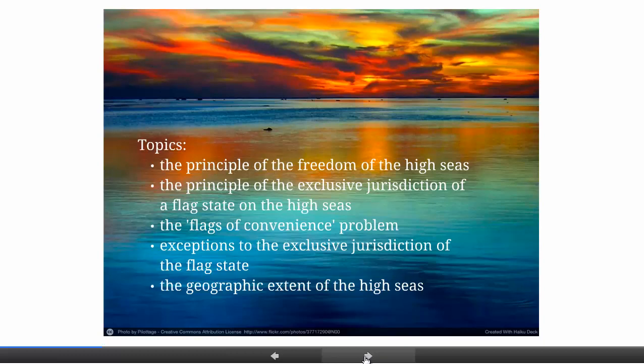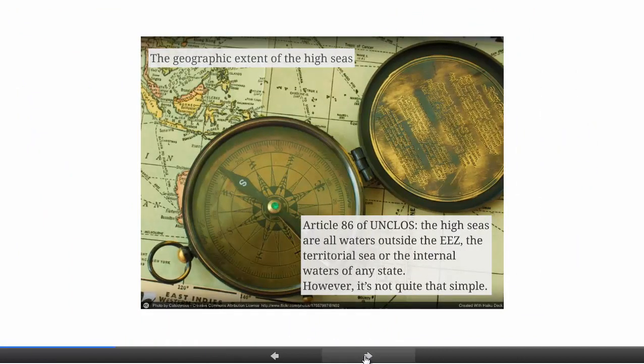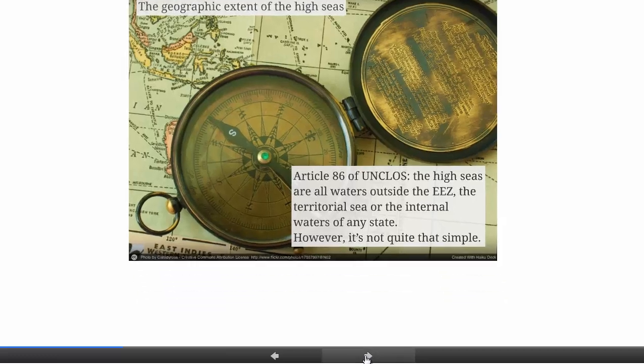Let's start with that last point first. What is the geographic extent of the high seas? Article 86 of the UN Convention on the Law of the Sea tells us the high seas are all waters outside the exclusive economic zone, the territorial sea, or the internal waters of any state. Although it's not quite that simple.